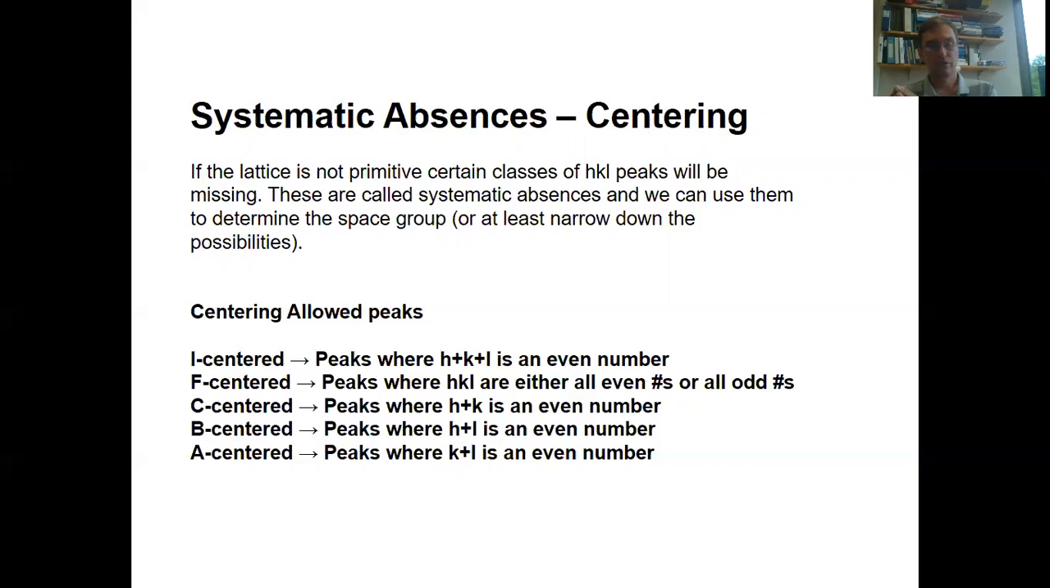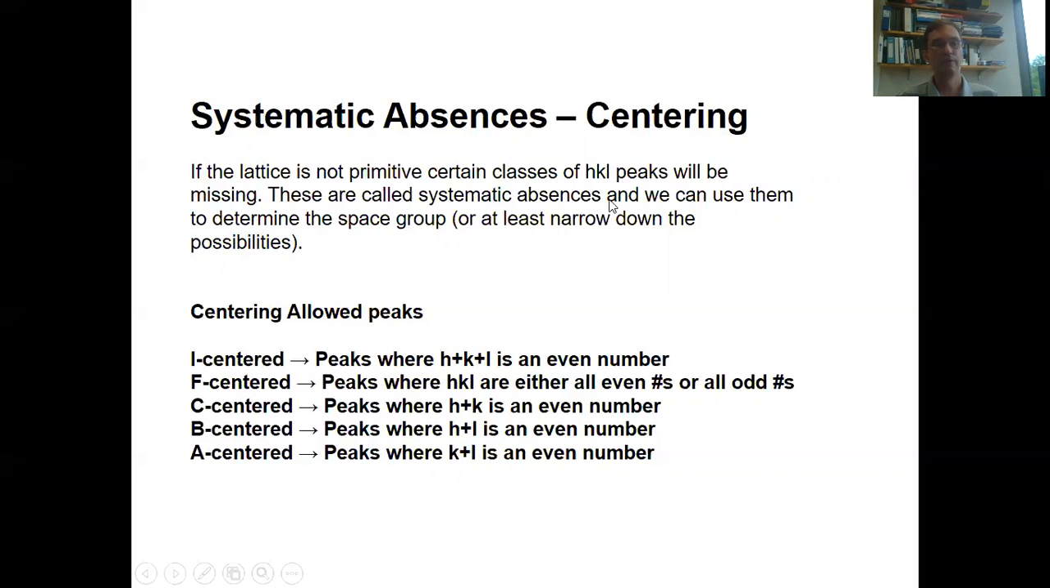The first case is that we do not have a primitive lattice, like in our previous examples of last class, but a centered lattice. The second possibility is that we have symmetry elements that contain translational symmetry, namely either screw axes or glide planes or both. So let us first look at systematic absences due to centering. We have learned about centering before.